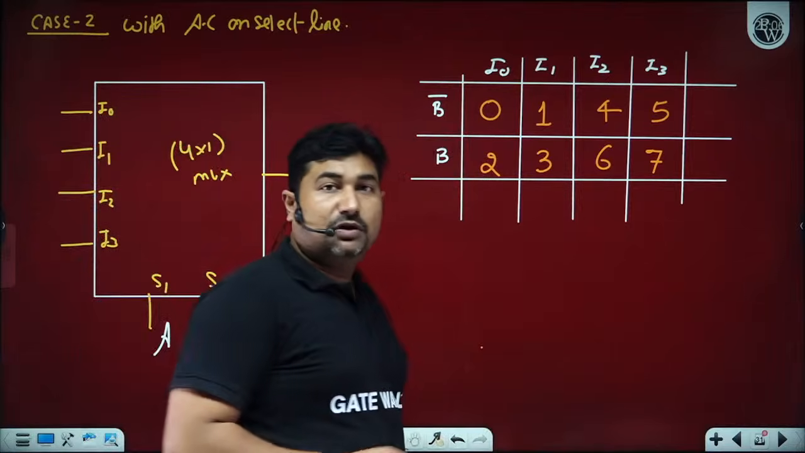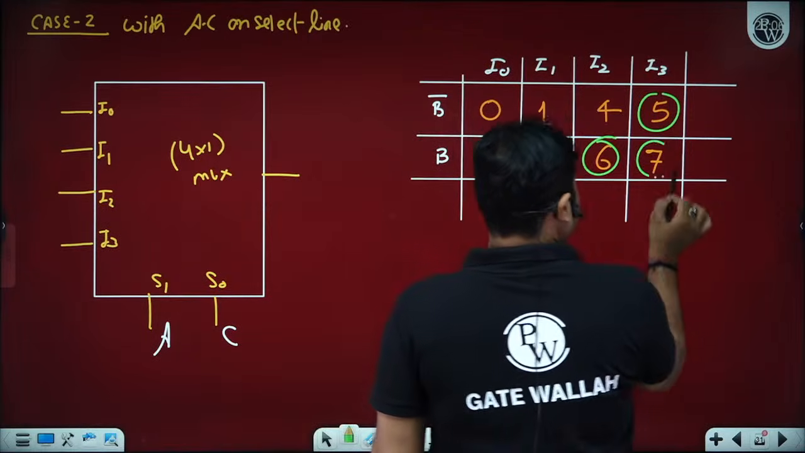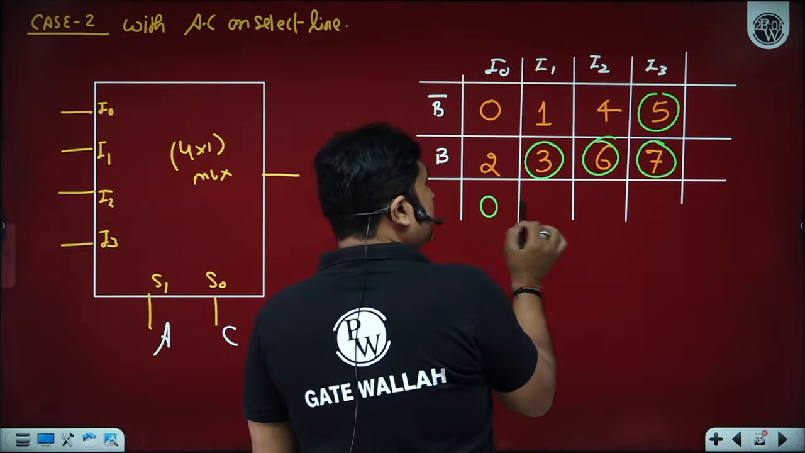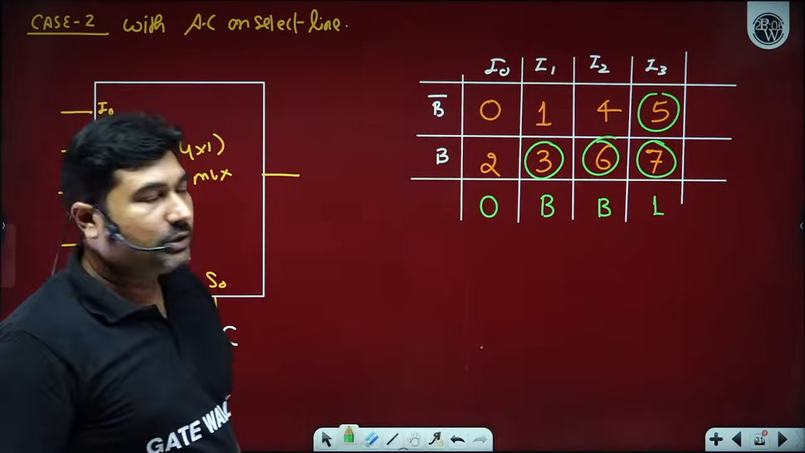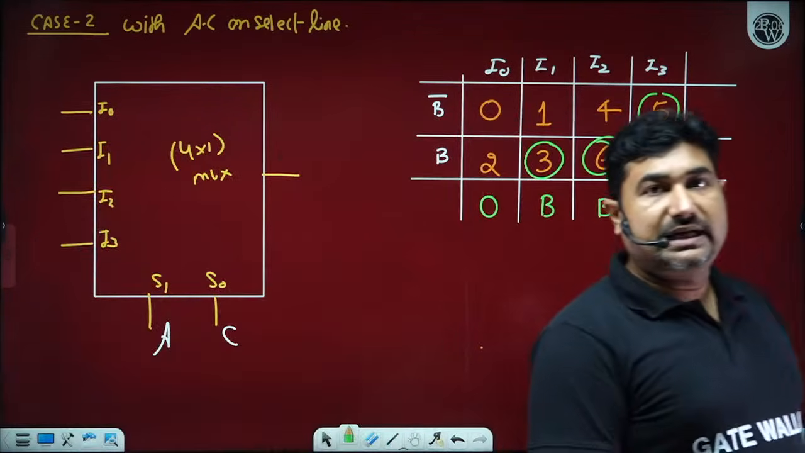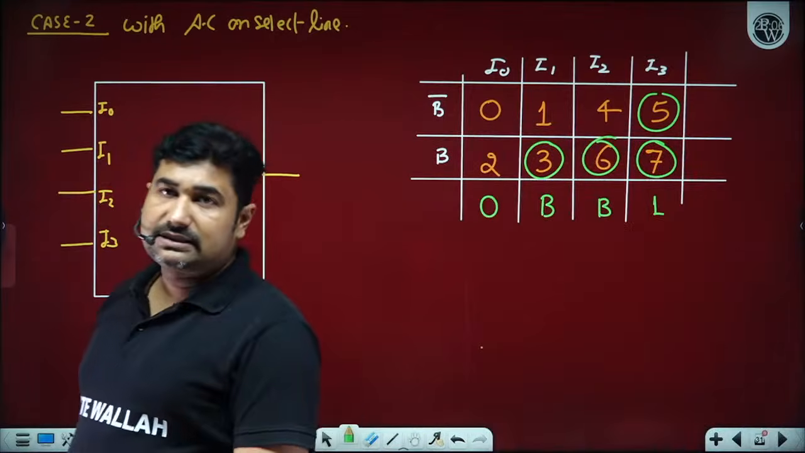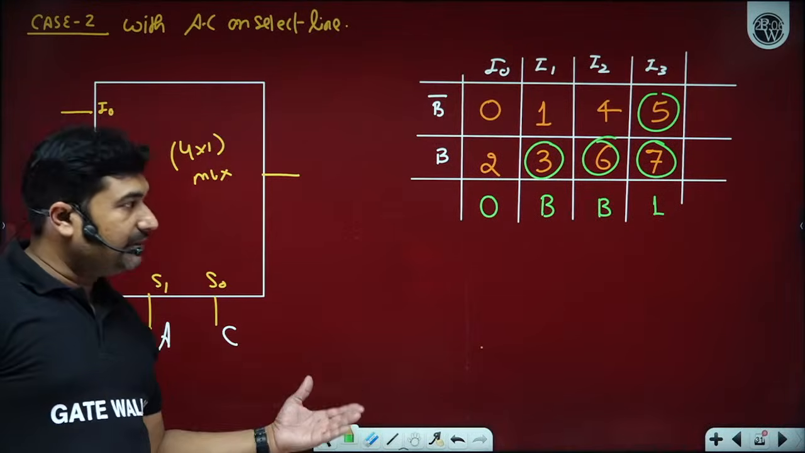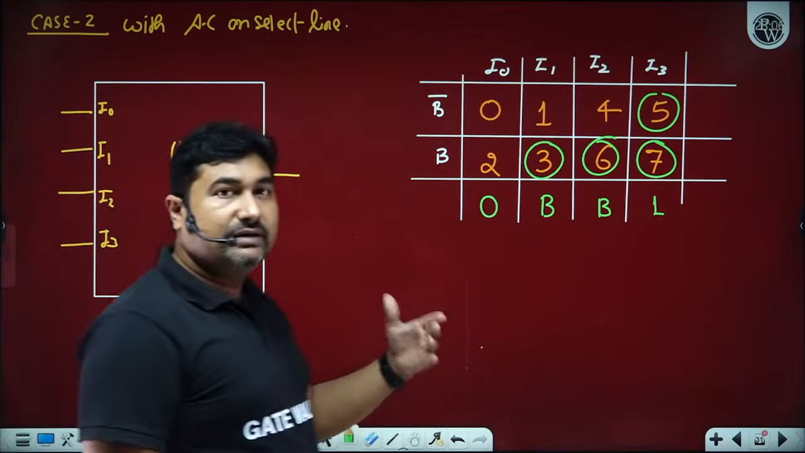Now what function do you want to implement? 3, 5, 6, 7. What are we getting? We are getting 0, B, B, 1. So if you apply 0, B, B, 1, your function will get implemented. How many of you are able to understand? So input I0 needs 0, input I1 needs B, input I2 needs B, input I3 needs 1.